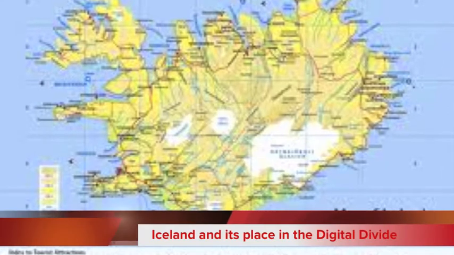Iceland and its place in the digital divide. Where is Iceland? Iceland is a country located in Europe. It is the most sparsely populated country in Europe, and the life expectancy is 81.3 years for women and 76.4 for men. Iceland has the highest number of broadband internet connections per capita.